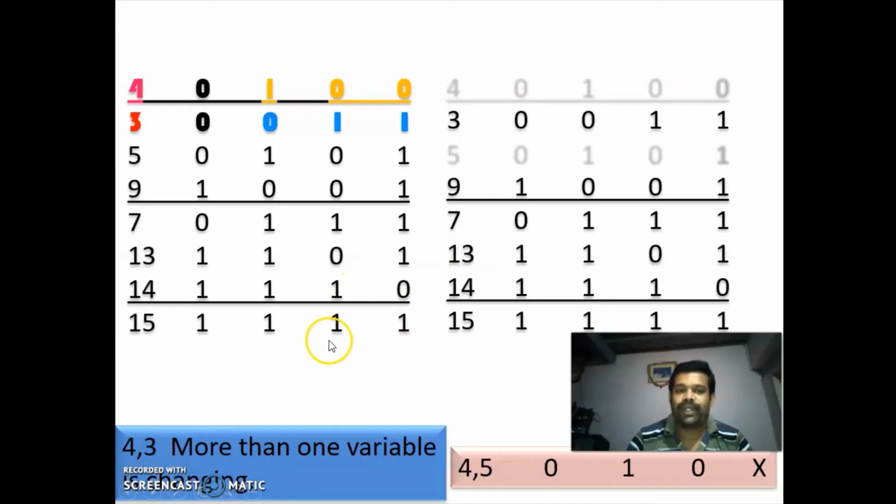Now we are going to compare 4 and 5. First we have compared 4 and 3. Here more than one variable is changing, so we are unable to consider it. So now we are going for 4 and 5. In 4 and 5 only one variable is changing, that is the last variable. So we'll be getting 0 1 0 x.